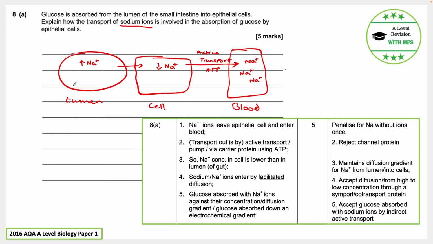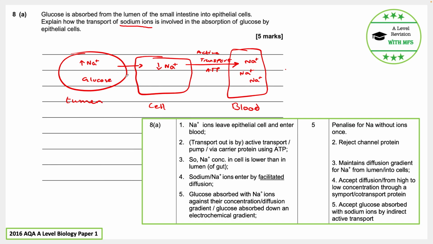Okay, because sodium ions are not lipid soluble, they cannot diffuse across the phospholipid bilayer, therefore they require facilitated diffusion. Okay, and they diffuse across this thing called a co-transporter protein. That allows the sodium ions to bind to the protein, and it also takes along glucose with it. Okay, so we've got glucose here as well.